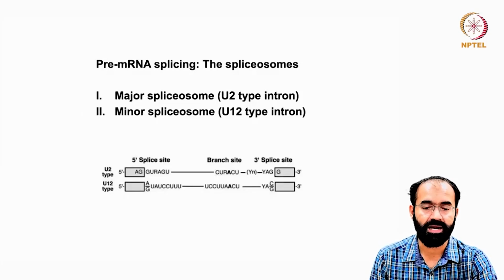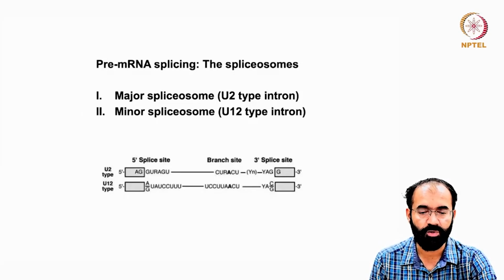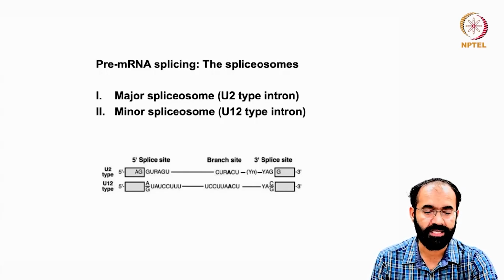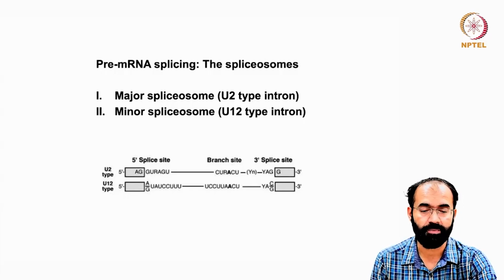So coming back to pre-mRNA splicing, the major spliceosome, which you have seen, uses the U2-type intron, and the minor spliceosome uses the U12, and otherwise they are basically the same. U2 and U12 are the same, except that in the U2 type, which is the major spliceosome, you have the sequence GU, RA, GU at the 5' splice site, and at the branch site you have CU, RA, CU, and you have a polypyrimidine tract, and you have YAG, and then the second exon.